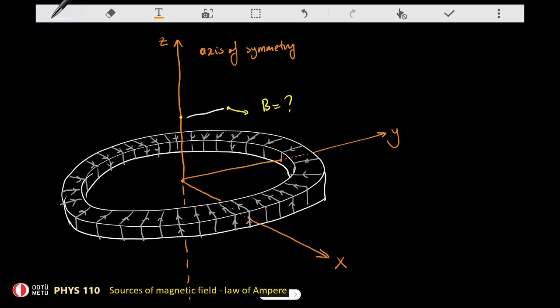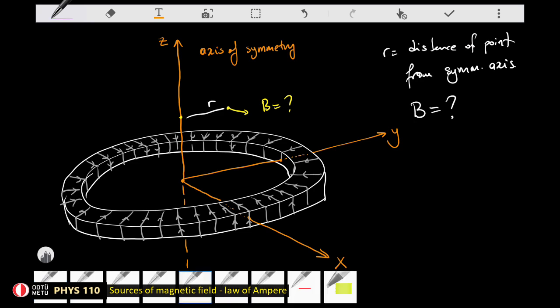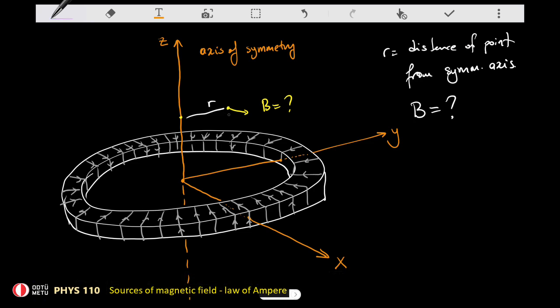It's the distance from the axis. r is the distance of the point from the symmetry axis. All right. And I would like to find the magnetic field as a function of that distance. What I do is I choose an Amperian loop that's passing through that point, and since I insisted that the Amperian loops should be circular in shape, that should be a circle like that.